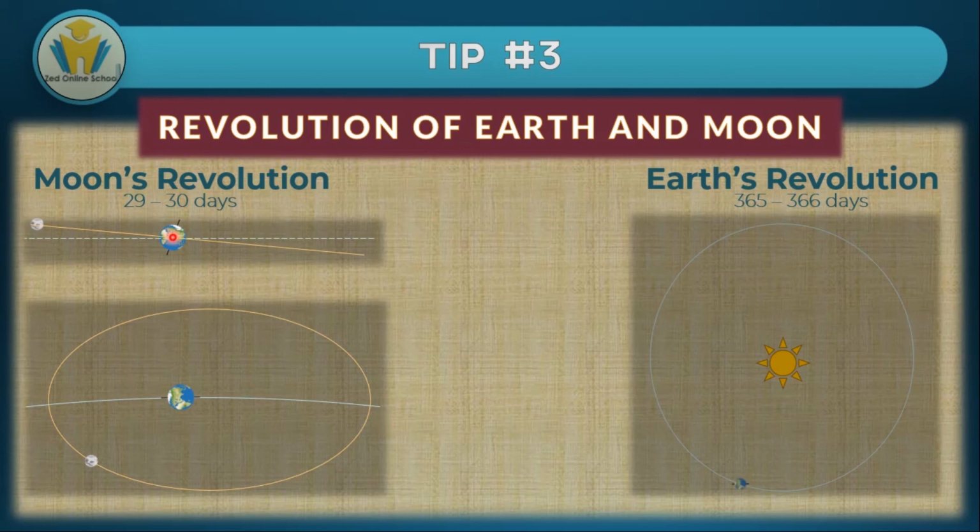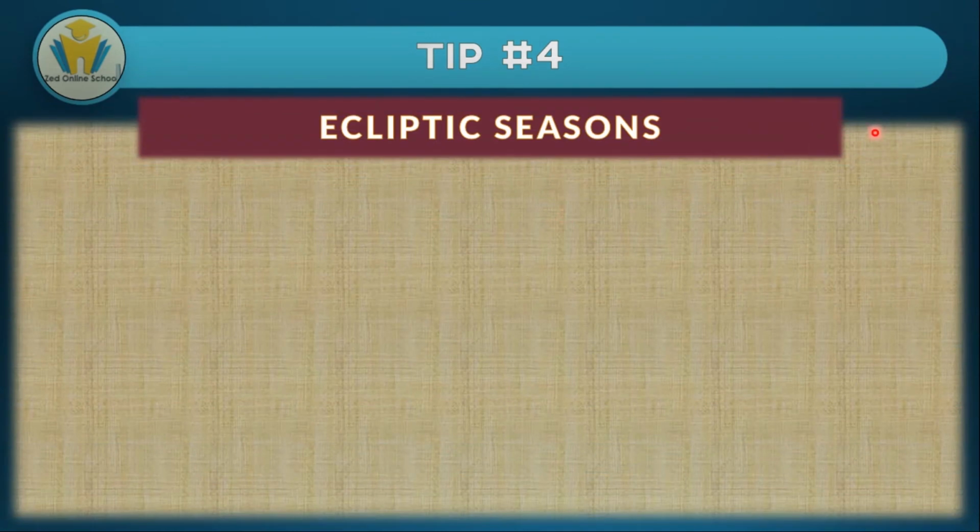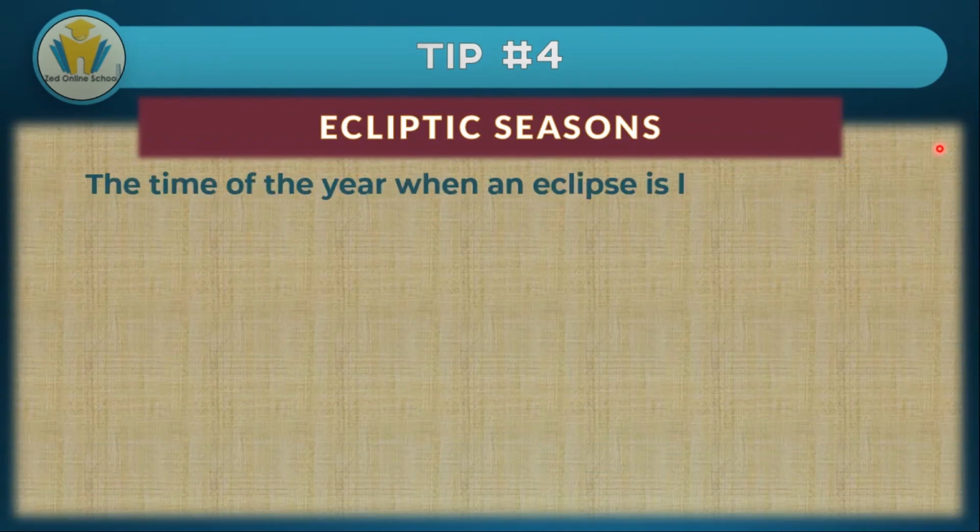What you must note is that the moon at some times of the year will be exactly in front of the Earth, and sometimes will be exactly behind the Earth. This is when an eclipse can occur. That brings us to tip 4, which is ecliptic seasons. Ecliptic seasons are just times of the year when an eclipse is likely to occur.